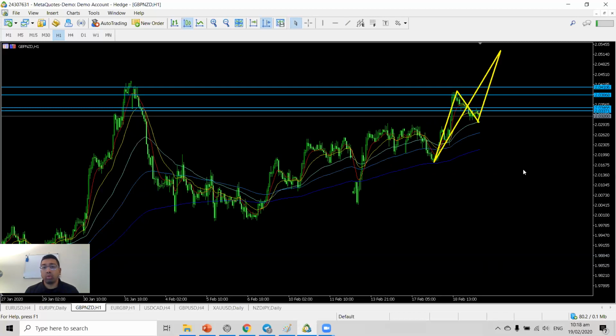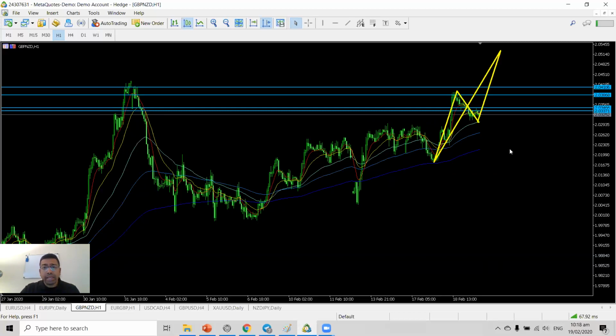The problem will be entering too early, and then you have to ride along the correction, and that correction may extend. Sometimes the correction extends a little bit too long, and then we get very impatient, but then we don't have sufficient capital to open more trades. So that's why you need to have sufficient capital, of course, but entering at the right time is really very important, so that we will still stay in the game. Okay, so this is how your GBPNZD looks like at the moment.